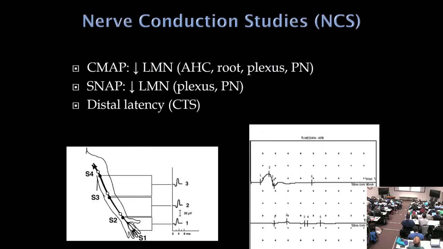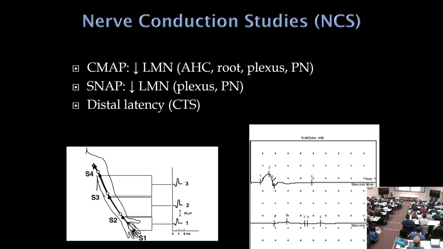All right, so nerve conduction studies in a nutshell. Remember when we are checking motor nerves, the waveform you see is called the CMAP. And so anything that affects lower motor neurons, whether it's anterior horn cell, nerve root, plexus, or peripheral nerves, the nerve is going to degenerate. And so the CMAPs are always going to drop in any lower motor neuron condition.